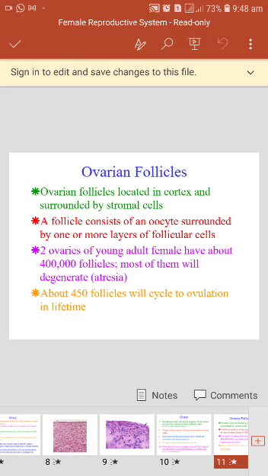In the cortex, the main structures are the ovarian follicles. These are located in the cortex and surrounded by the stromal cells. A follicle consists of an oocyte surrounded by one or more layers of follicular cells. The two ovaries of an adult female have about 400,000 follicles. Most of them will degenerate. About 450 follicles will cycle to ovulation in a lifetime.